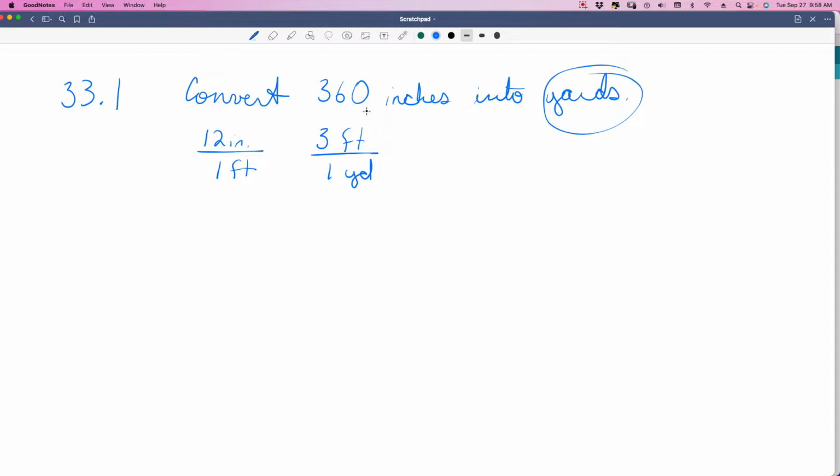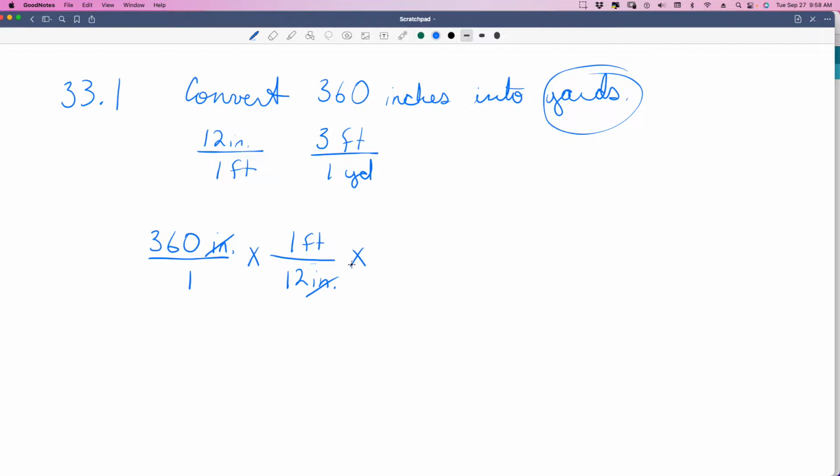We're going to do the same thing we've been doing. We take 360 inches and turn it into a fraction: 360 inches over 1. That's our first step. Now we turn inches into feet using our unit multiplier, and we need inches on the bottom so we can cancel that unit of measure. So that's 1 foot over 12 inches, which allows us to cancel inches and cancel inches. If we were just going to feet, we'd be done, but we're going to yards. So now we have to turn feet into yards.